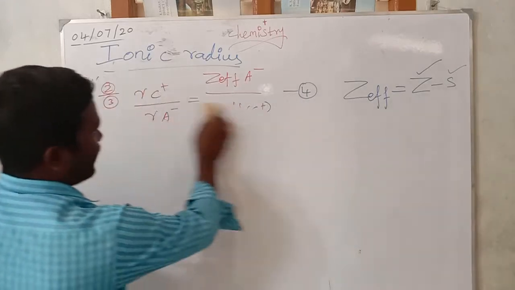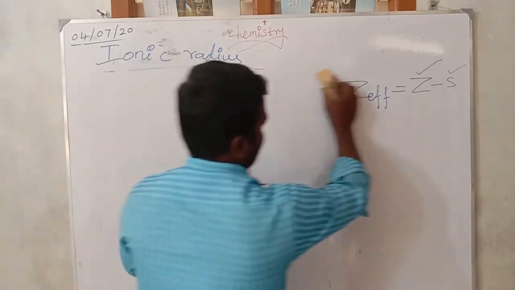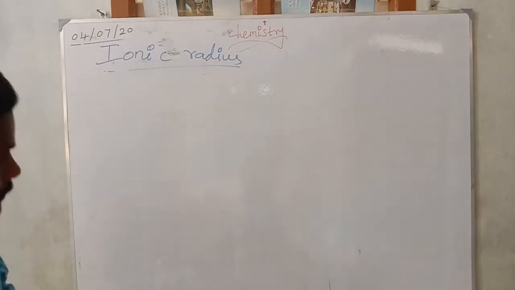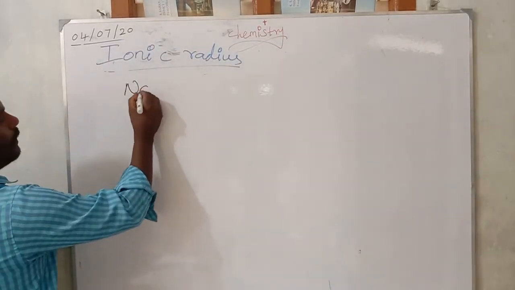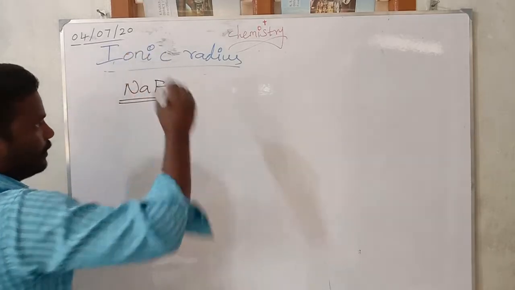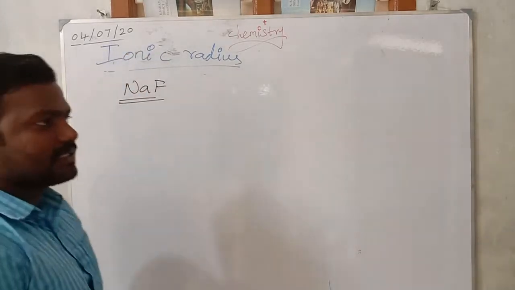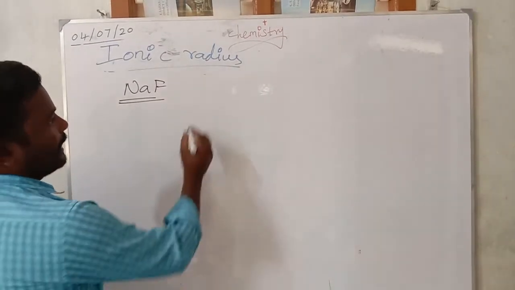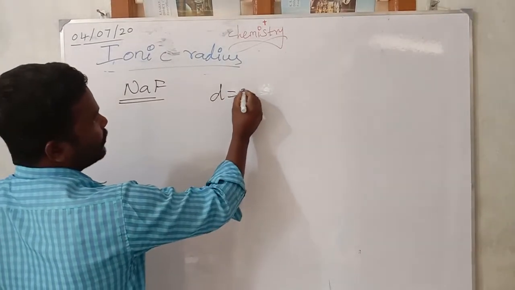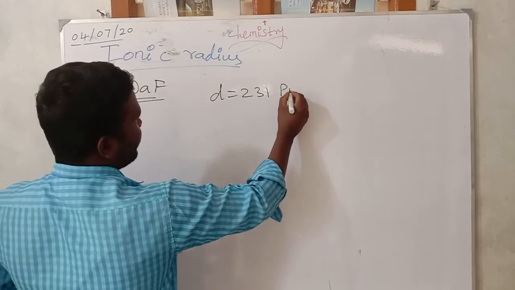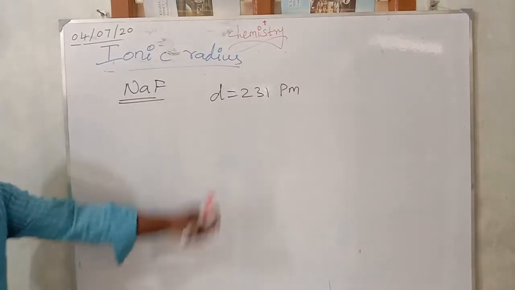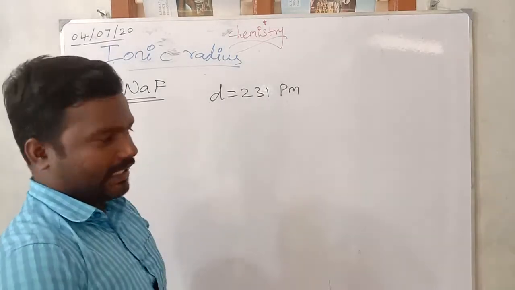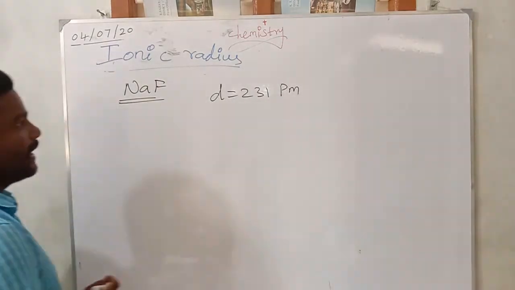Now we are going to take sodium fluoride as an example to find the ionic radius. What's the interionic distance given in our book? The interatomic distance D value is given as 231 picometer. What D value is given in the problem itself? 231 picometer, right? PM means picometer.